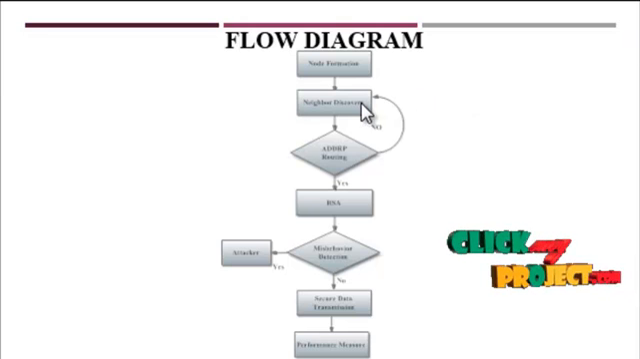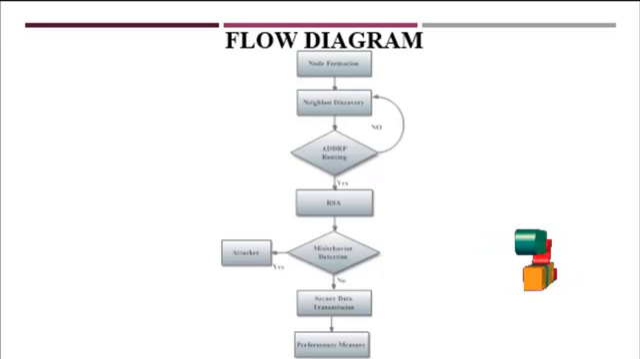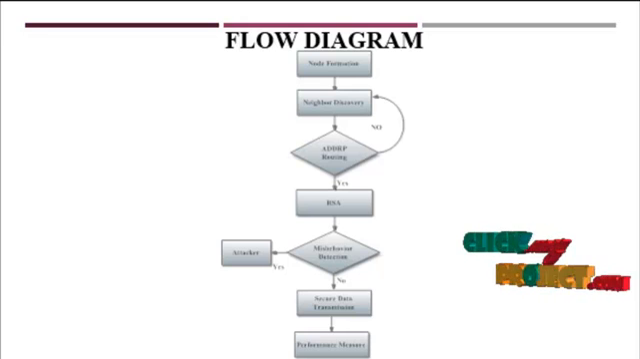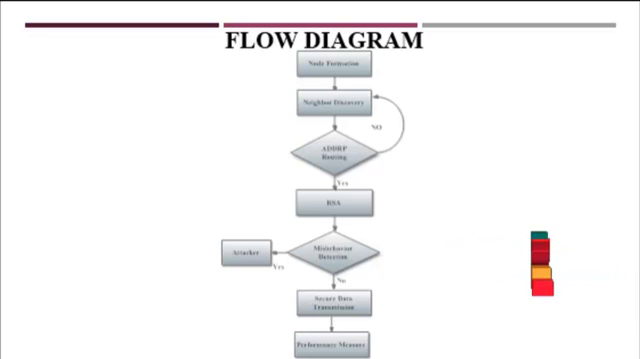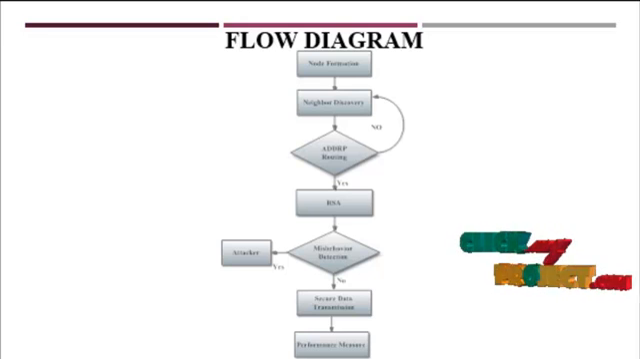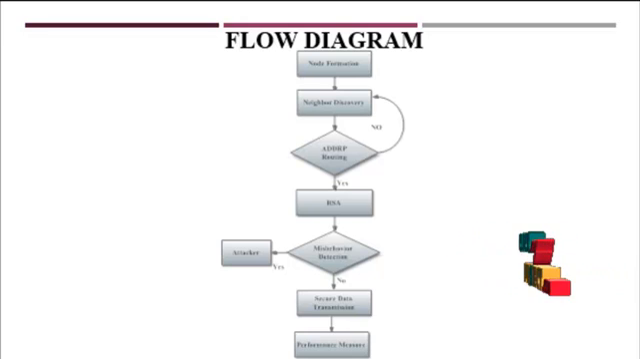Next one is neighbor discovery. It is an on-demand reactive routing protocol that uses a routing table with one entry per destination. When a source node needs to find a route to the destination, it starts a route discovery process based on the routing to locate the destination node.